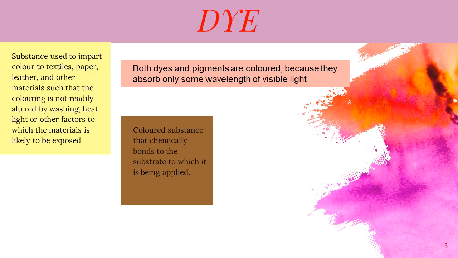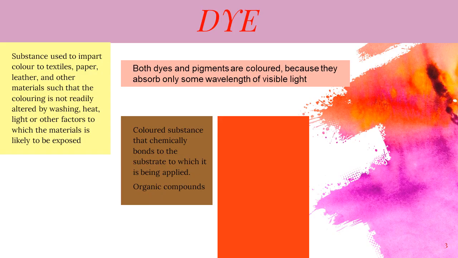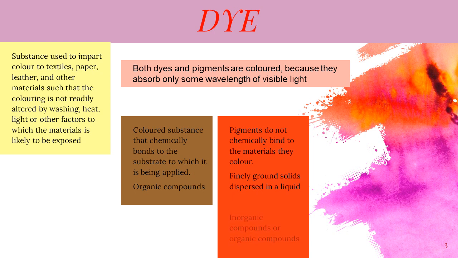Dyes are colored substances that chemically bond to the substrate to which they are being applied. Mostly, they are organic compounds. Pigments, on the other hand, do not chemically bind to the material they color, and they are finely ground solids dispersed in a liquid. They can be organic or inorganic compounds and give brighter colors than dyes.